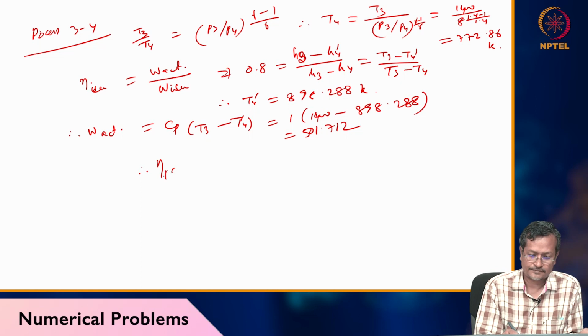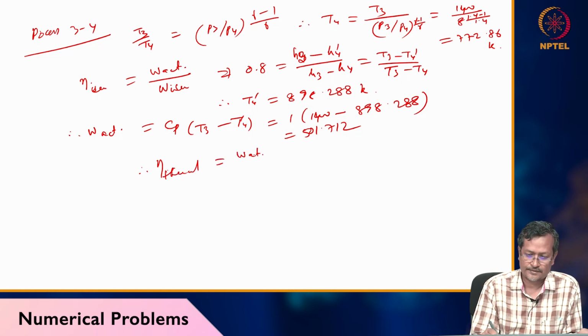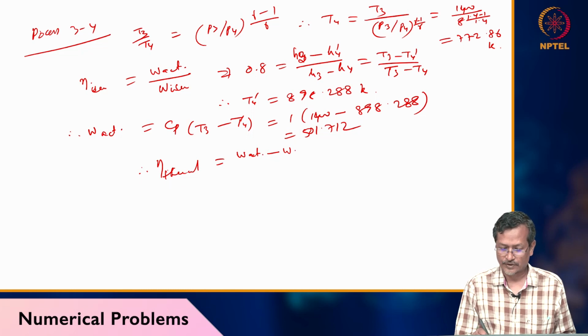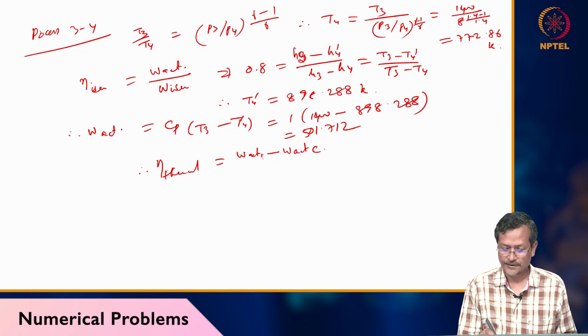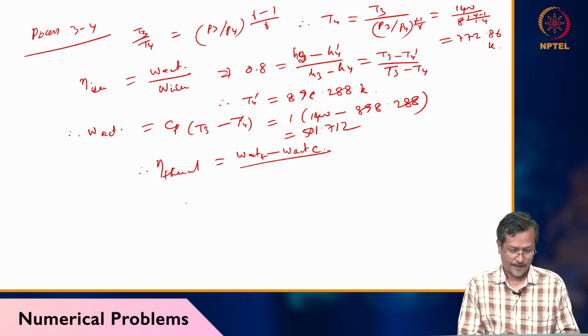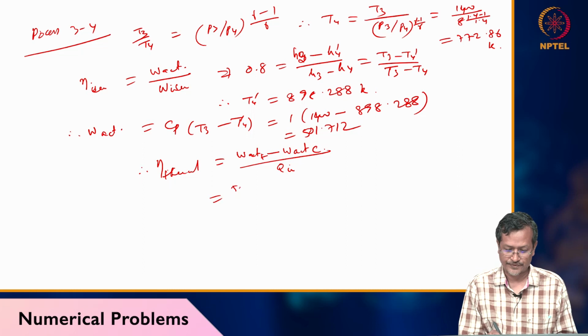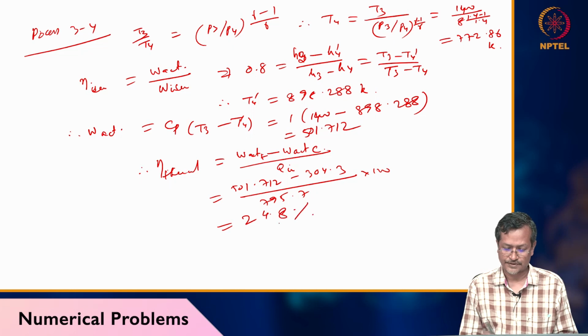Therefore eta thermal equals W actual turbine minus W actual compressor, divided by Q in. So this gives 501.712 minus 304.3 divided by 795.7, into 100. This gives 24.8%. So this is your answer.